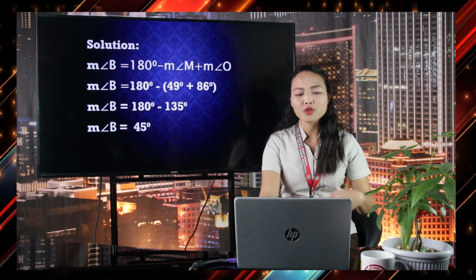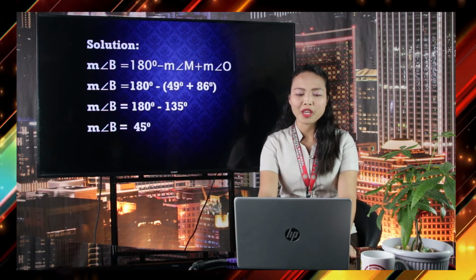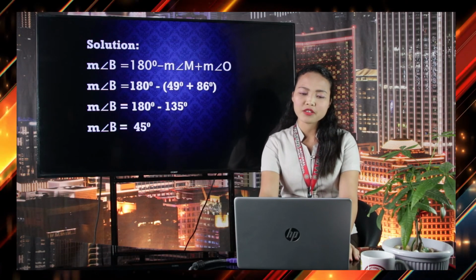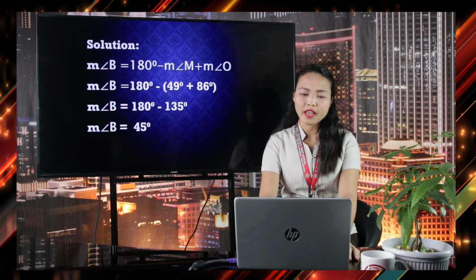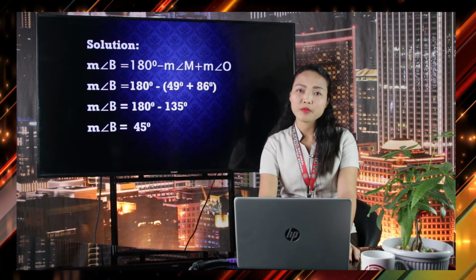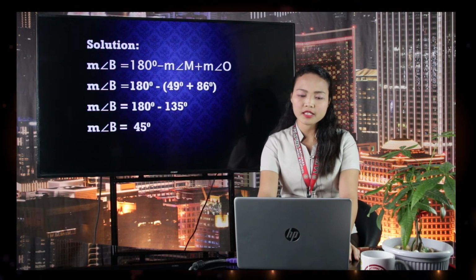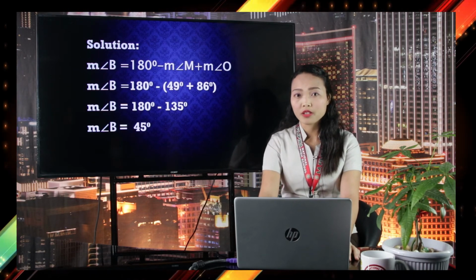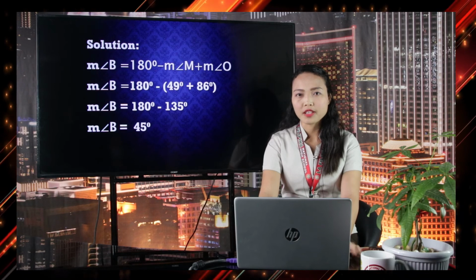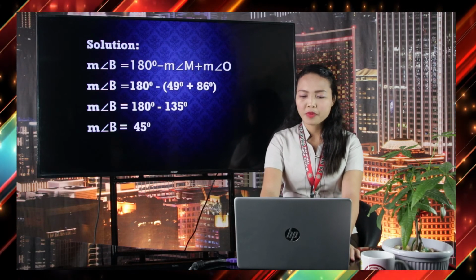Okay, so I have here the solution for measure angle B equals 180 degrees minus the sum of measure angle M plus measure angle O. So we can have 180 degrees minus 49 plus 86 degrees. So we have 180 degrees minus 135 equals 45 degrees. So that's measure angle B.